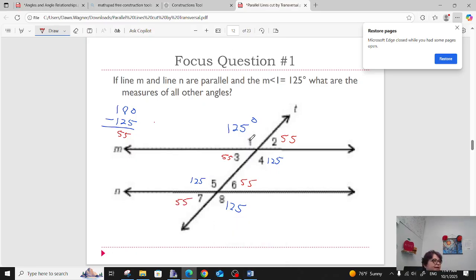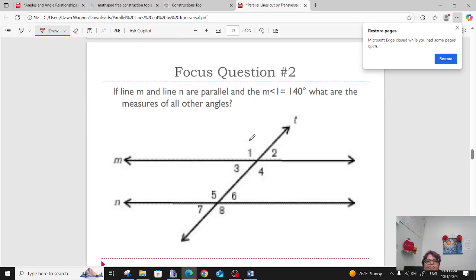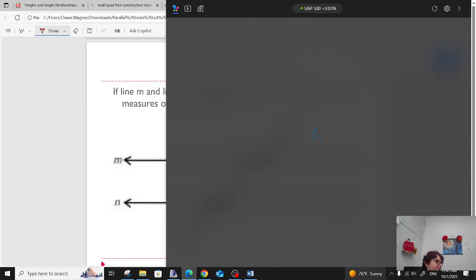Not too bad, is it? So if angle 1's 140, go ahead and figure out what the other 7 angles would be.